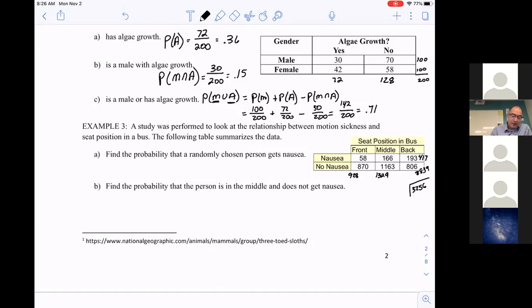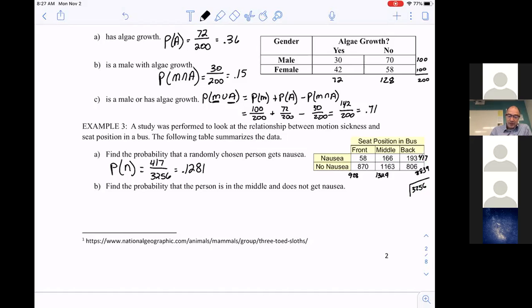A study was performed to look at the relationship between motion sickness and seat position on a bus. The following summarizes the data. We can sit in the front, the middle, or the back. Those are my seat positions. We could have nausea or no nausea. We're finding the probability that the person gets nausea. Favorable outcomes: if we look at the table, nausea is this 417 out of 3,256 people that we asked. So 417 out of 3256, which gives us 0.1281.